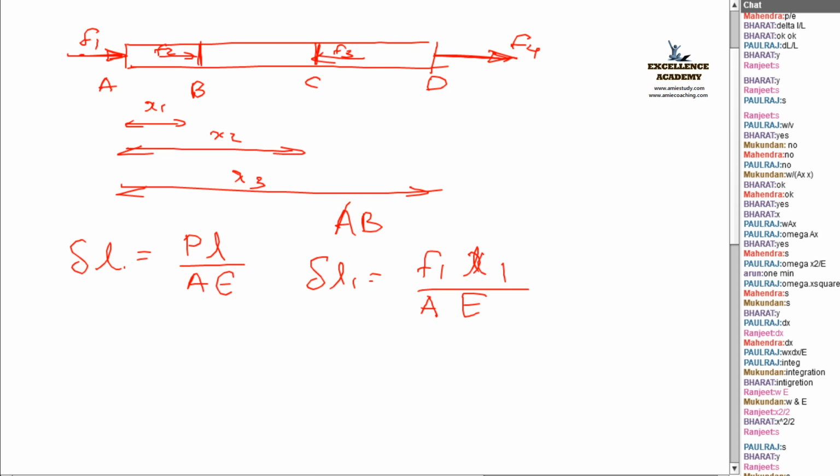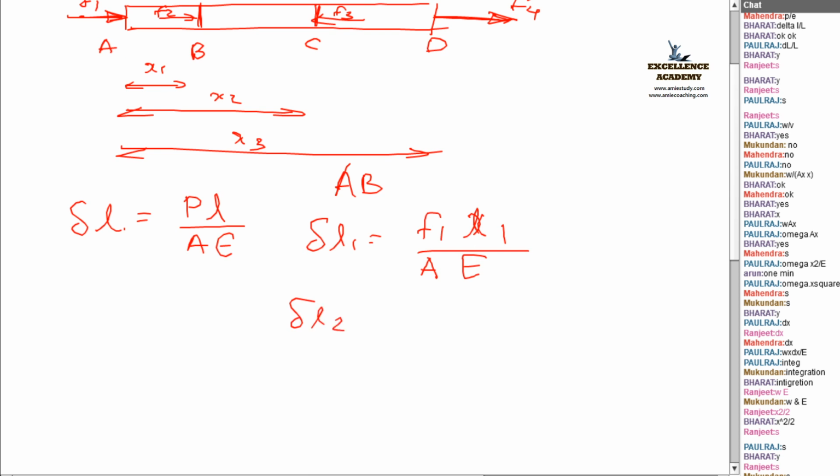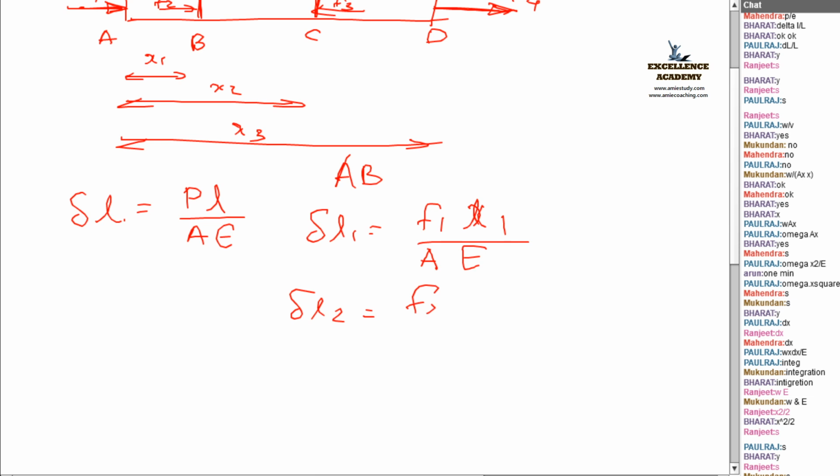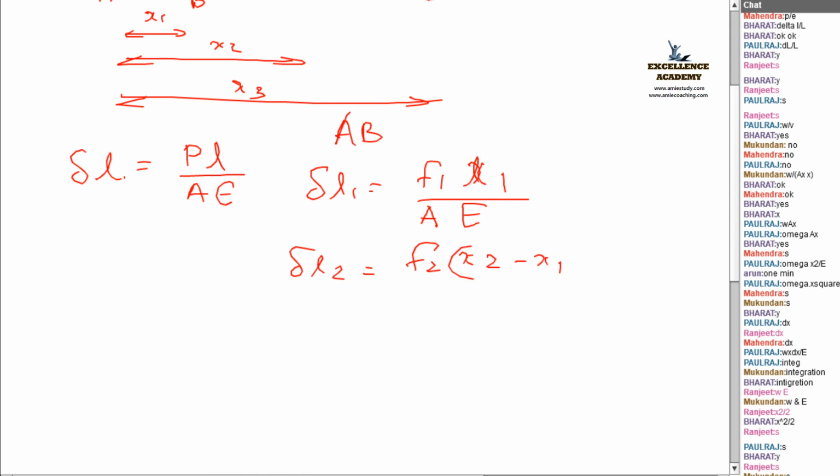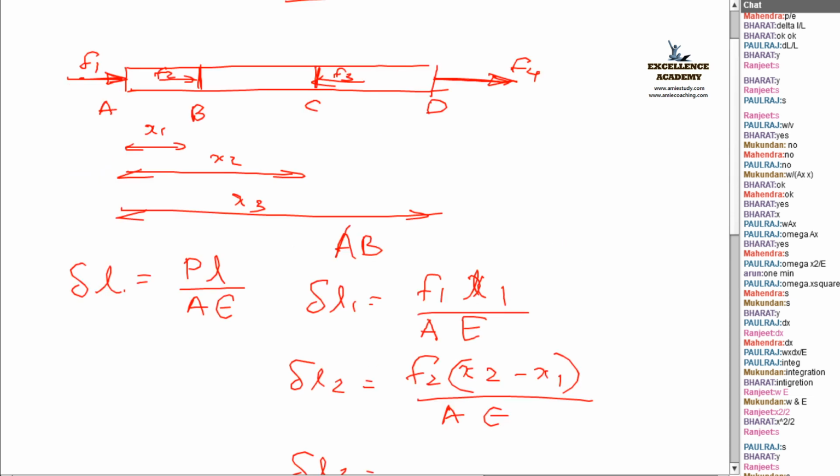What about delta L2 then? Delta L2 will be what? F2 into, is it x2? No, x2 minus x1, isn't it? You have to take x2 minus x1, that is the length of that element, divided by A into E. Next, what is delta L3? Please help me. What will be delta L3?